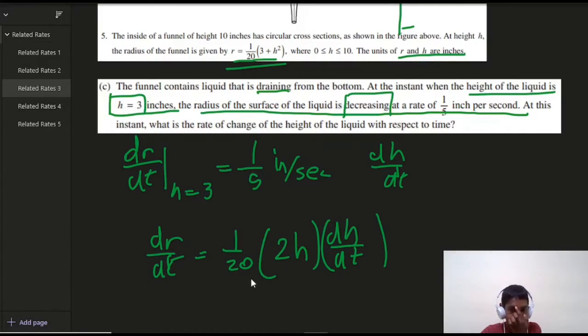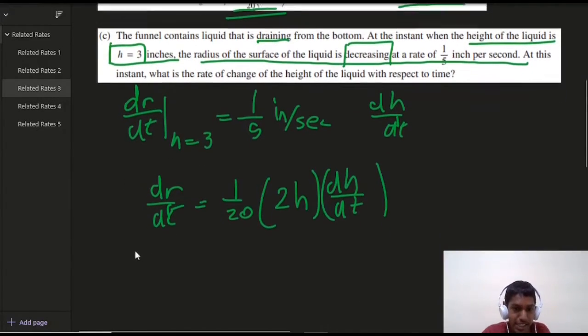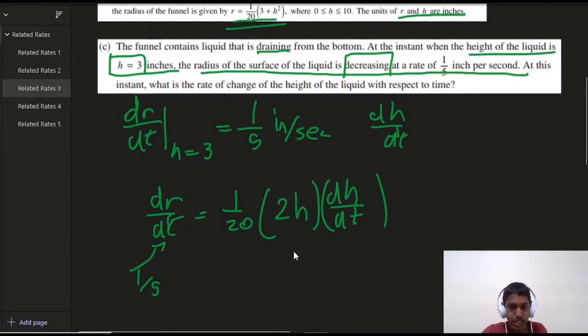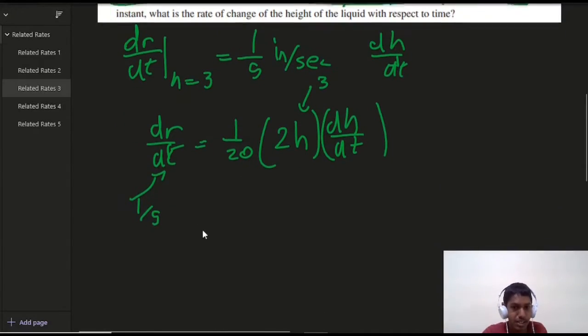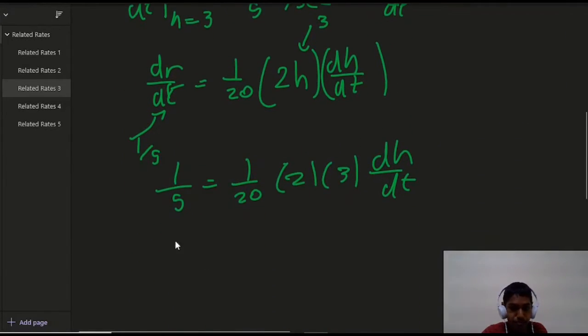Okay, so now we have that dr/dt at h equals 3 is 1/5, so I'm going to write that there, and then we know that the height is also 3. So, okay, that's pretty easy. We don't need to solve anything. It's just all there for us. Just got to solve for dh/dt now. So, yeah, the rest of this is just algebra.